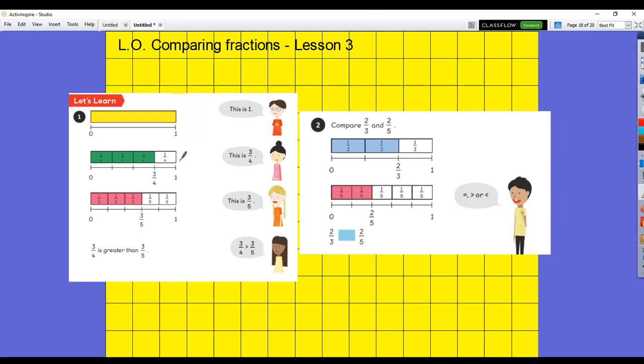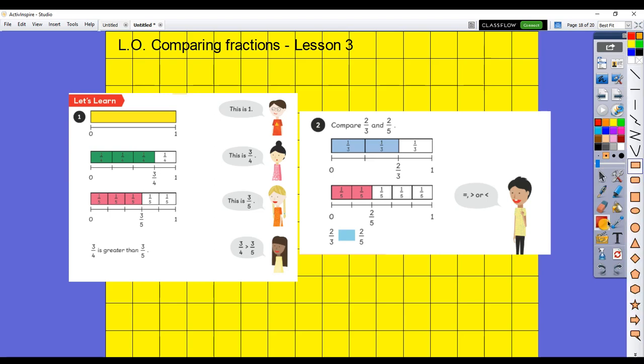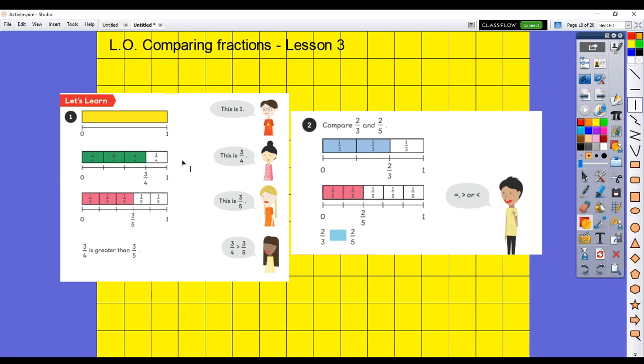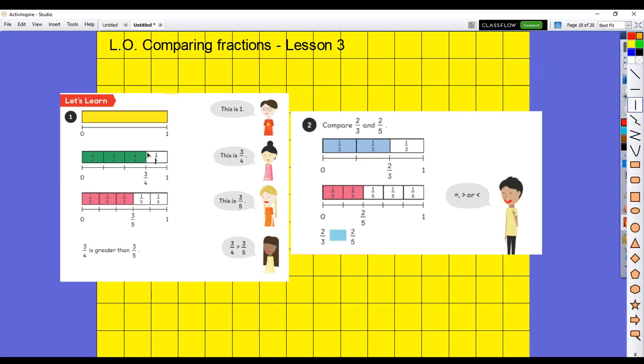This is one whole. This is 3/4, where our whole's been split into 4, and there's 3 of them shaded. This one, where our whole is exactly the same, but it's been split into fifths, and there's 3 of them shaded. So we can clearly see, well, let me get my ruler so you can see as well, that 3/4 is bigger than 3/5. Okay, so we can say 3/4 is bigger than 3/5.